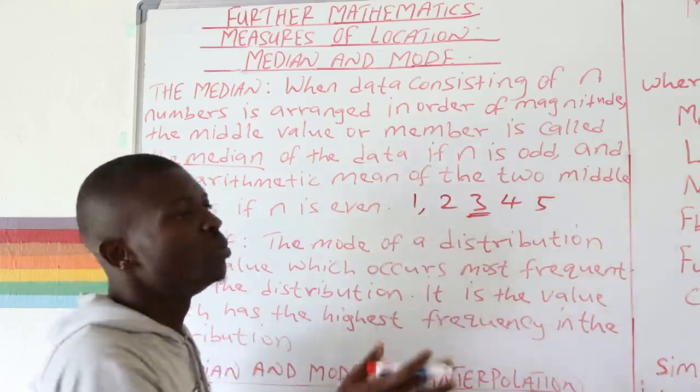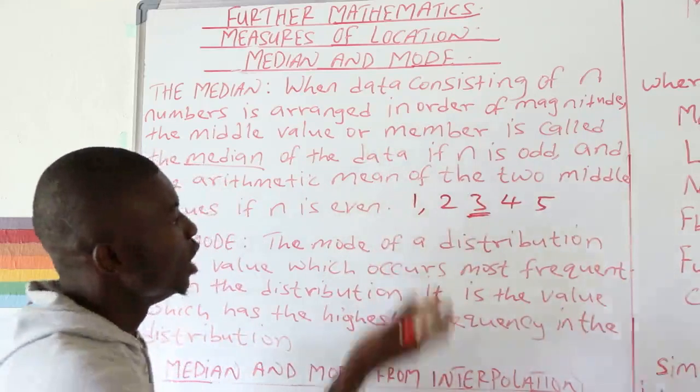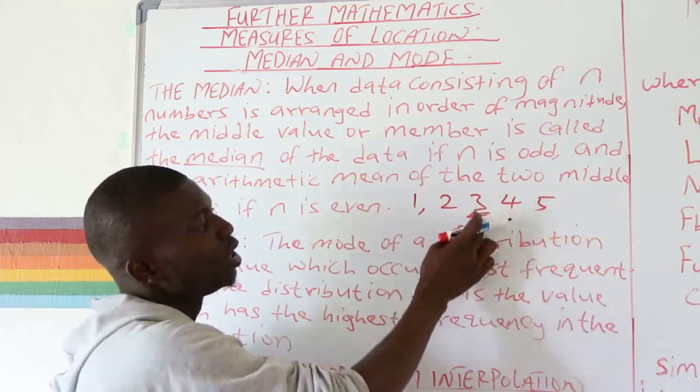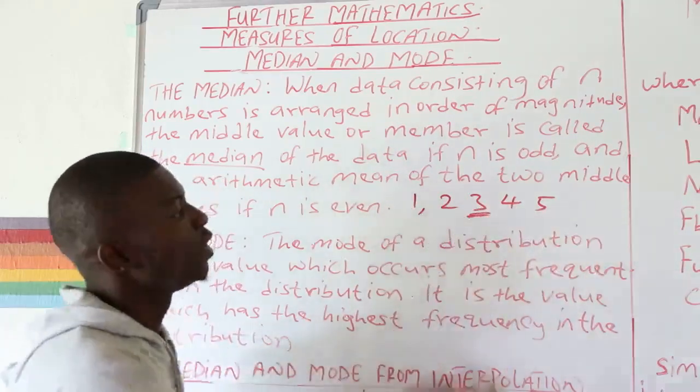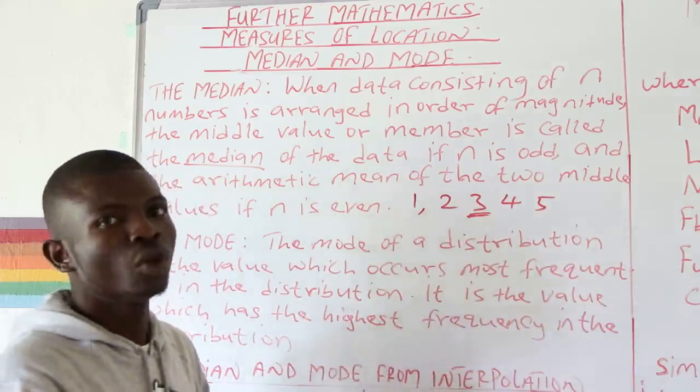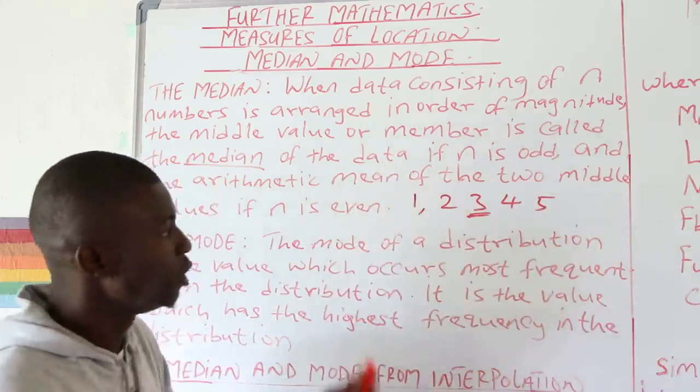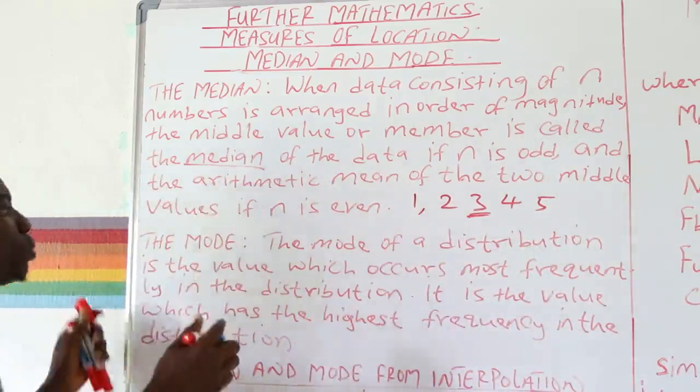Median means the middle number. We are given 1, 2, 3, 4, and 5. 3 here is our middle number, so we call it median. Now moving back to mode.